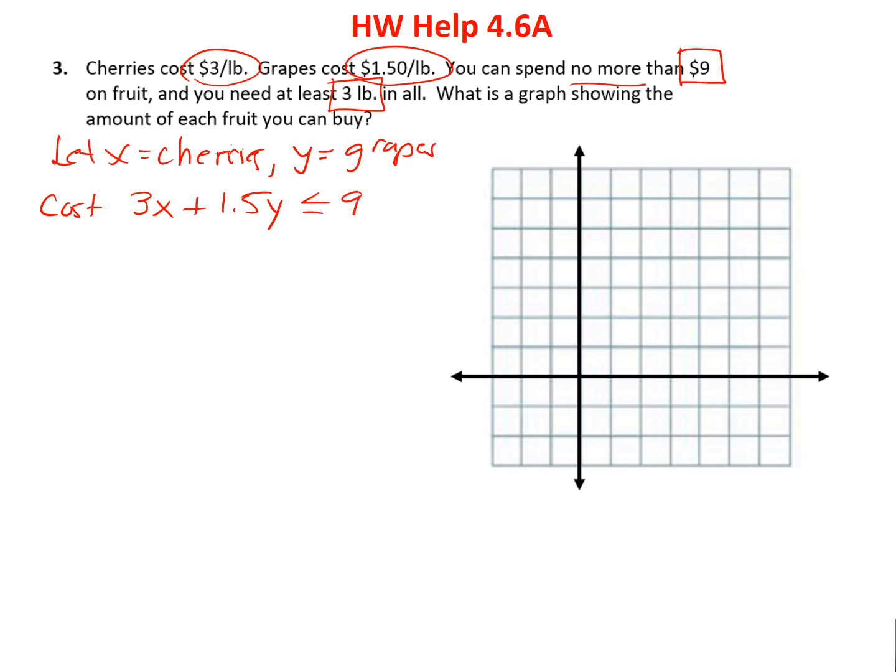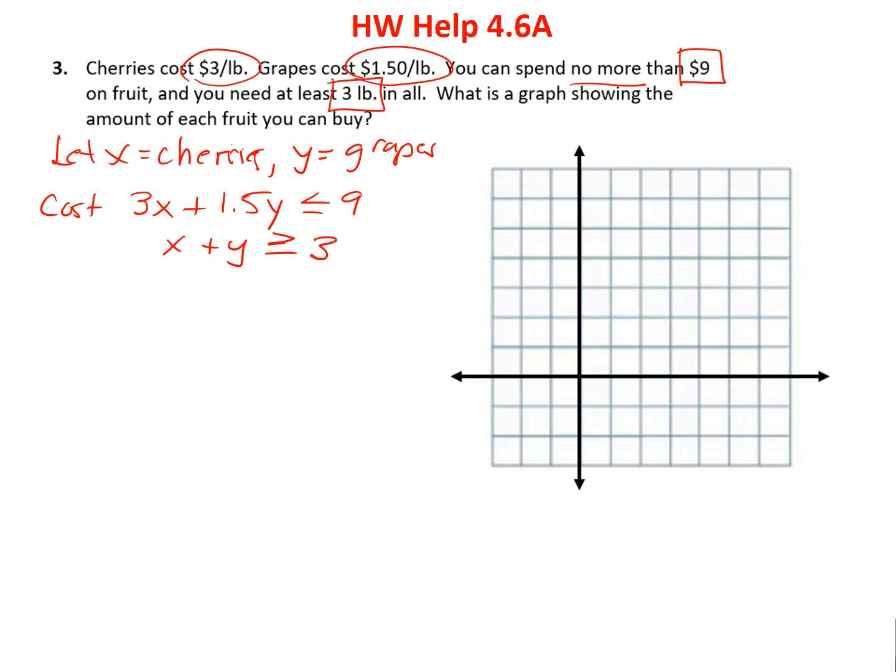All right. Now the other side of it is I need 3 pounds together. So that means x plus y has to be at least. Now at least means that's the least I can have, but I can have more. So it has to be greater than or equal to 3 pounds. So there's my system of equations. So let's break it down to graph it.